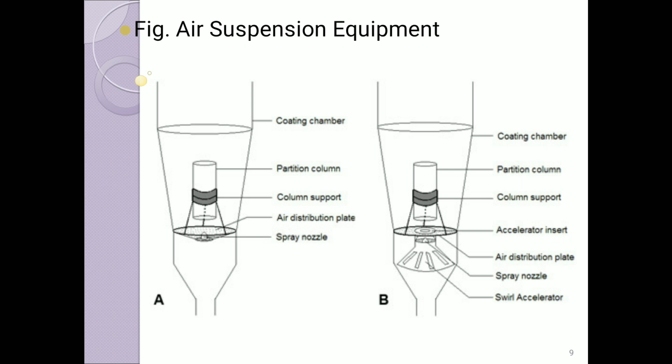So these are the air suspension equipment, right? In that, the coating chamber, partition column, column support, air distribution plate, and spray nozzle are the main parts of that equipment, right?